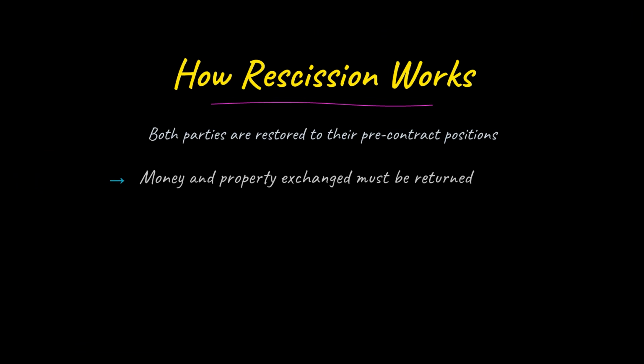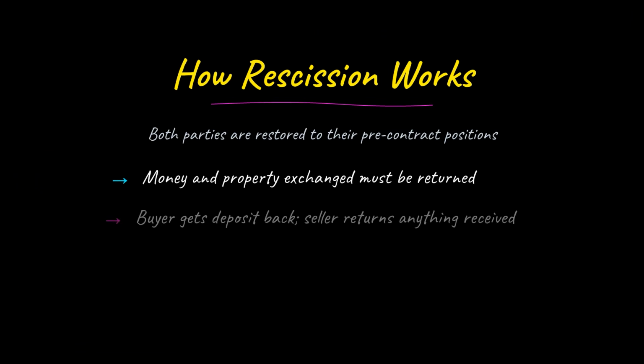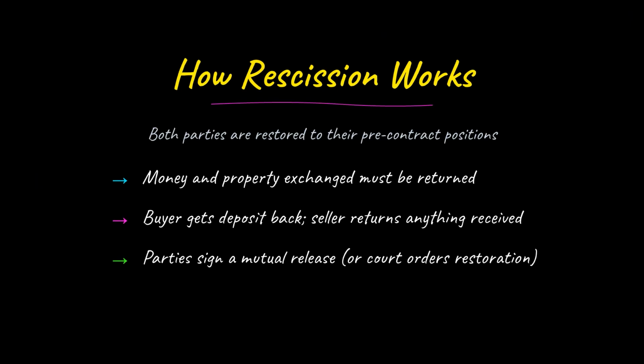Rescission is the legal mechanism for completely unwinding a contract. Not enforcing it, not awarding damages, but erasing it entirely. The goal is to restore both parties to exactly where they stood before the agreement was ever made. For rescission to work, whatever changed hands must go back. It is a two-way restoration, not just one side getting relief, but both walking away as though nothing was ever signed.